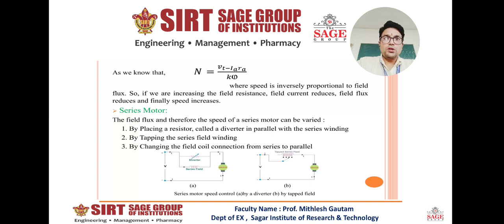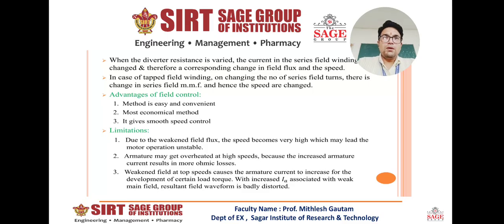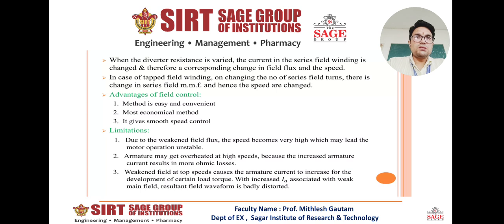In a series motor, the field flux and therefore the speed of the series motor can be varied by placing a resistor called a diverter in parallel with the series winding, by tapping the series field winding, and by changing the field coil connection from series to parallel. When the diverter resistance is varied, the current in the series field winding is changed, and therefore the field flux and the speed change. In the case of the tapped field winding, on changing the number of series field turns, there is a change in series field mmf, and hence the speeds are changed.